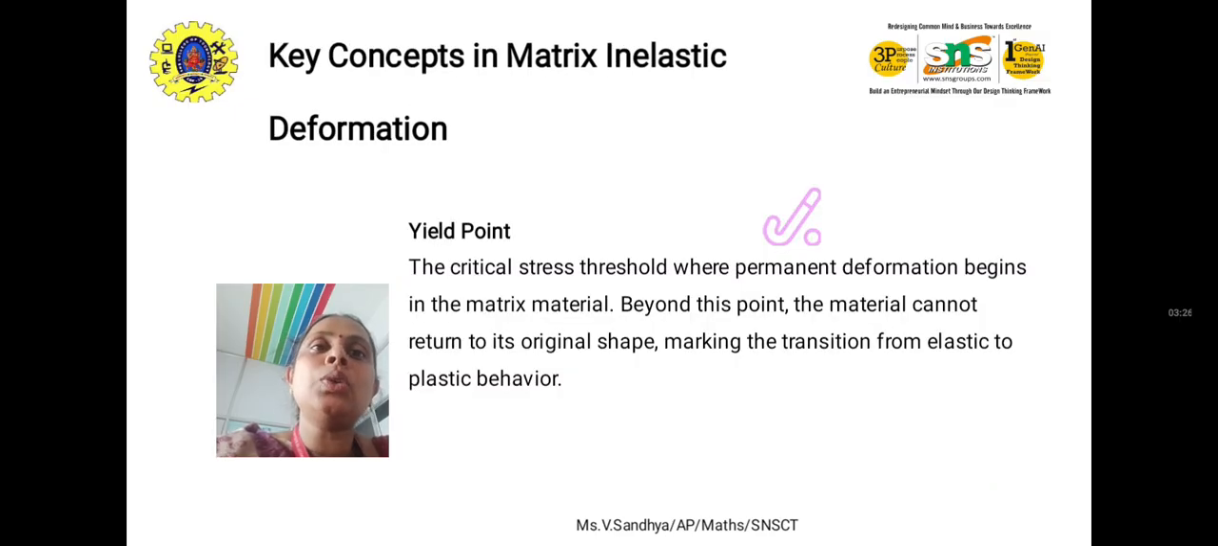Okay, next we want to discuss the key concepts of matrix elastic deformation. First, the yield point. The yield point is the critical stress threshold where permanent deformation begins in the matrix materials. Beyond this point the material cannot return to its original shape, marking the transition from elastic to plastic behavior.